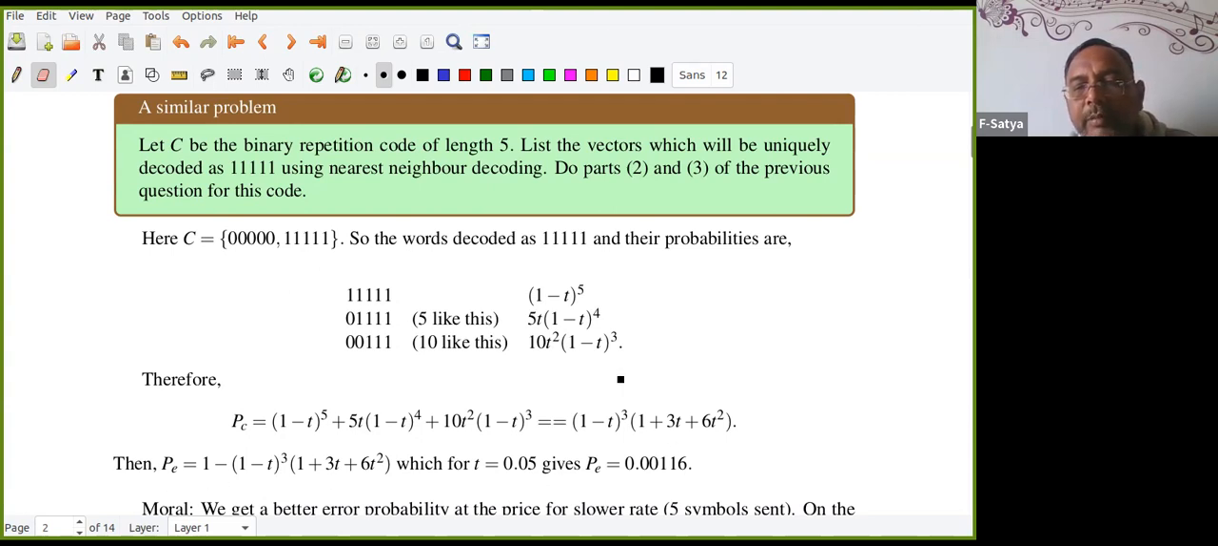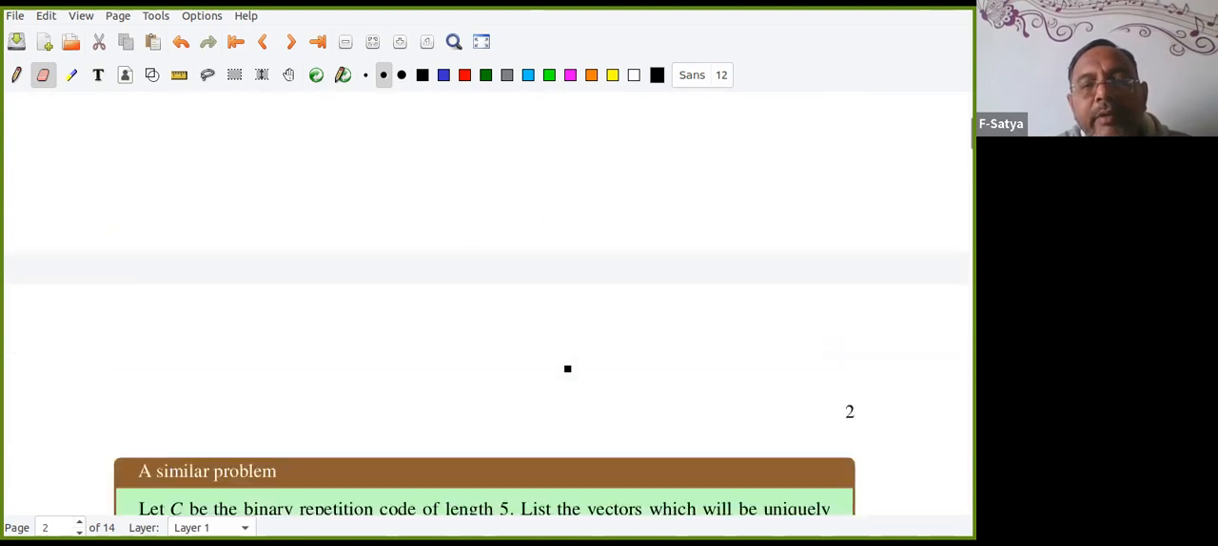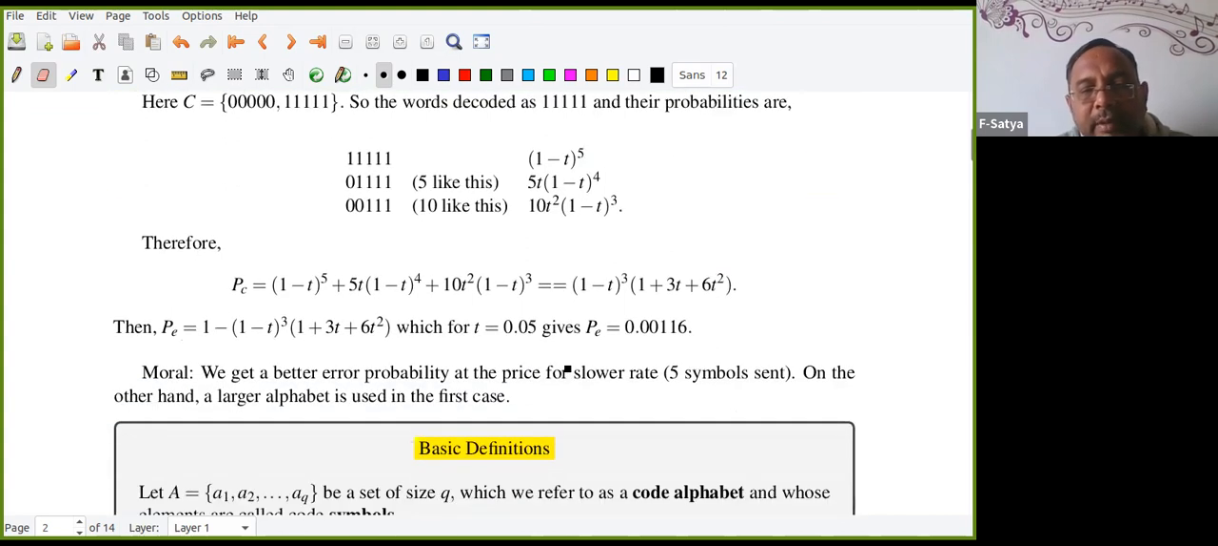And so which one is better? Which one is giving correct probability, the first question or the second question? You forgot the answer for that. This is 0.075. This is 0.00116. So 0.07 there, 0.001 here, error probability. So the moral is that we get better error probability at the price of a slower rate.